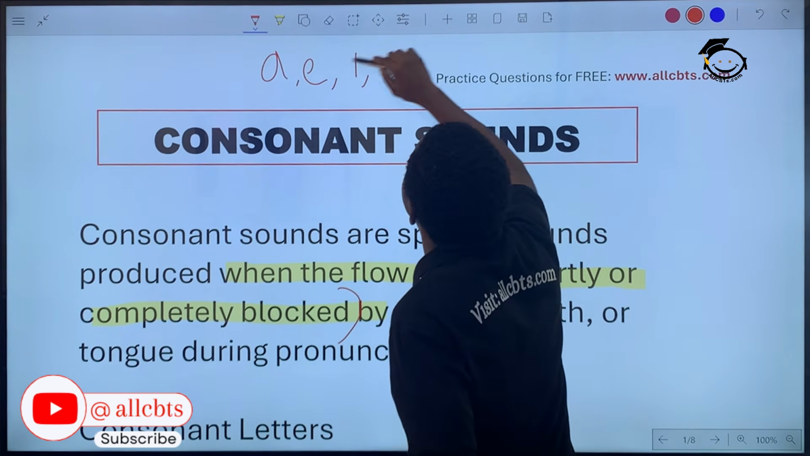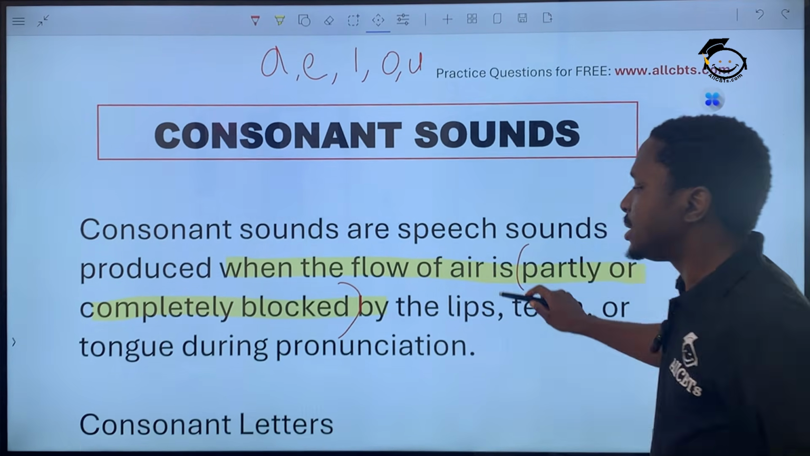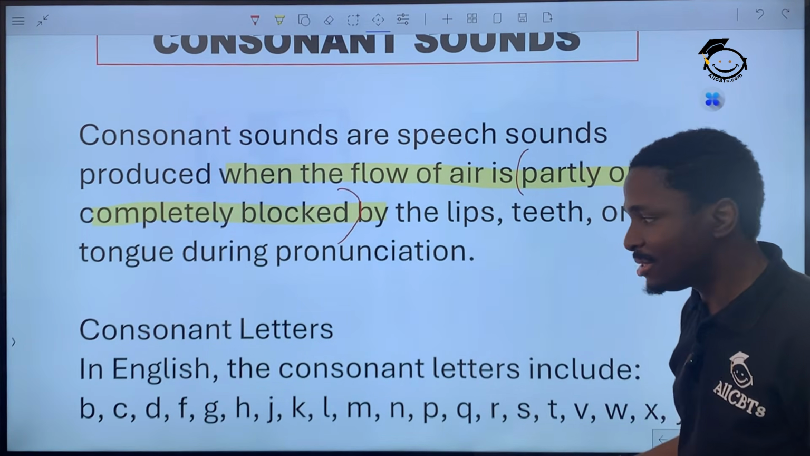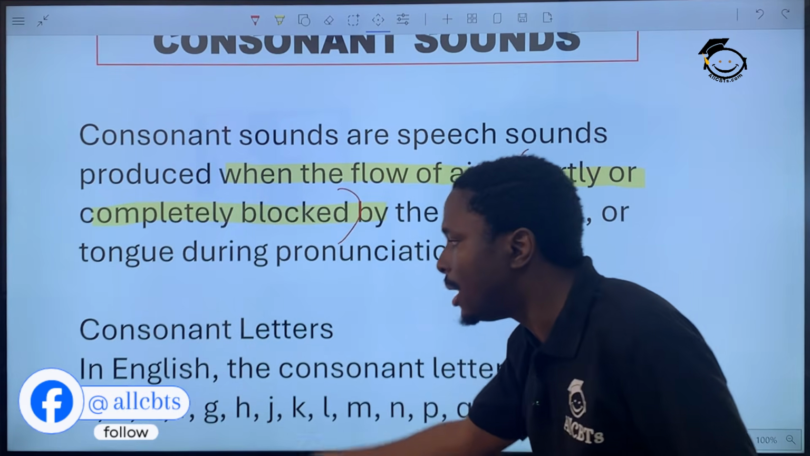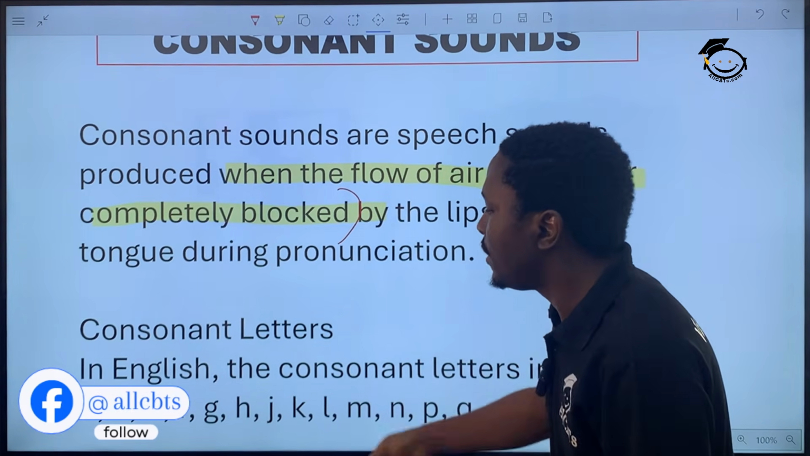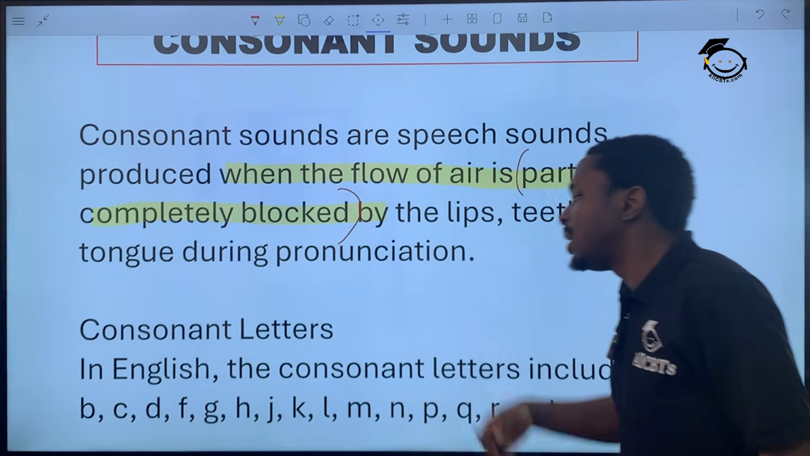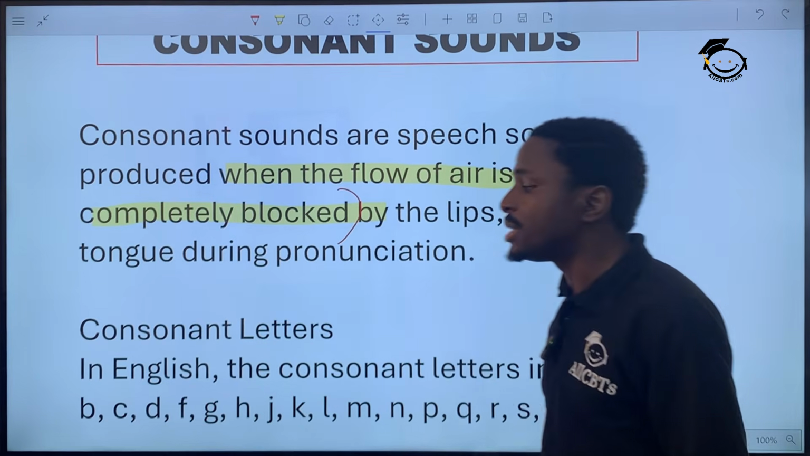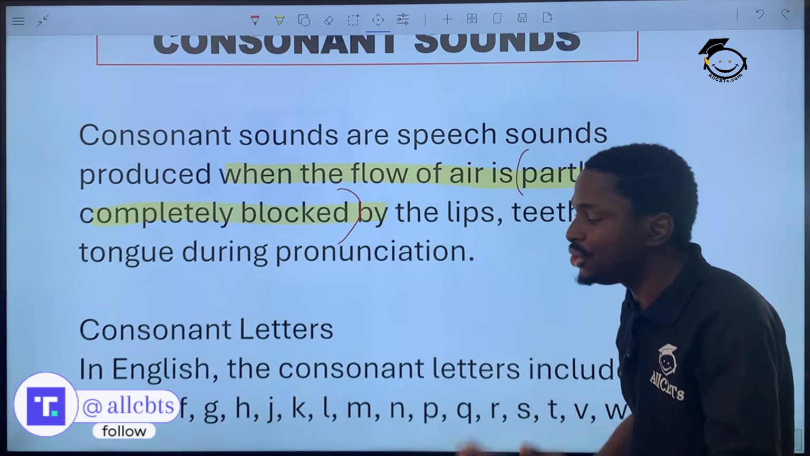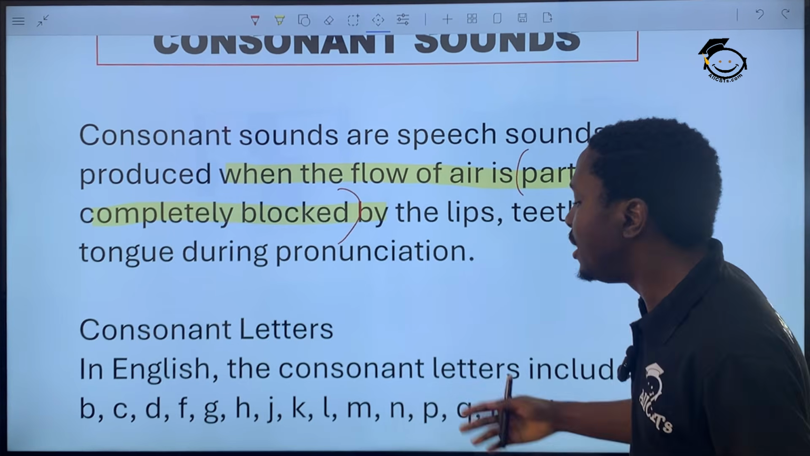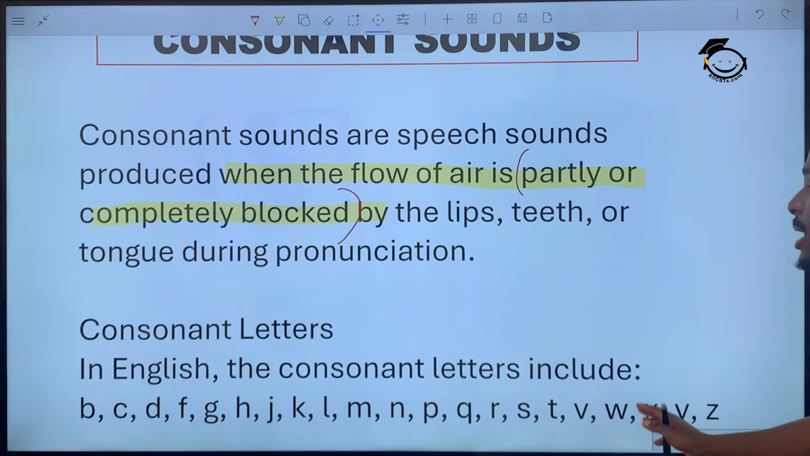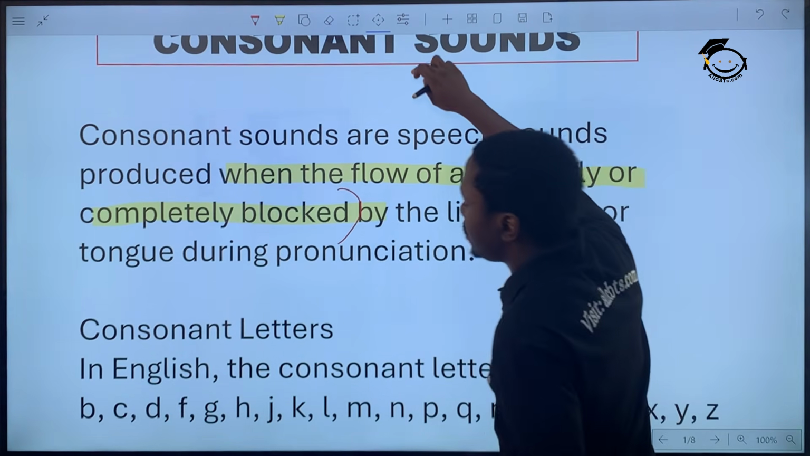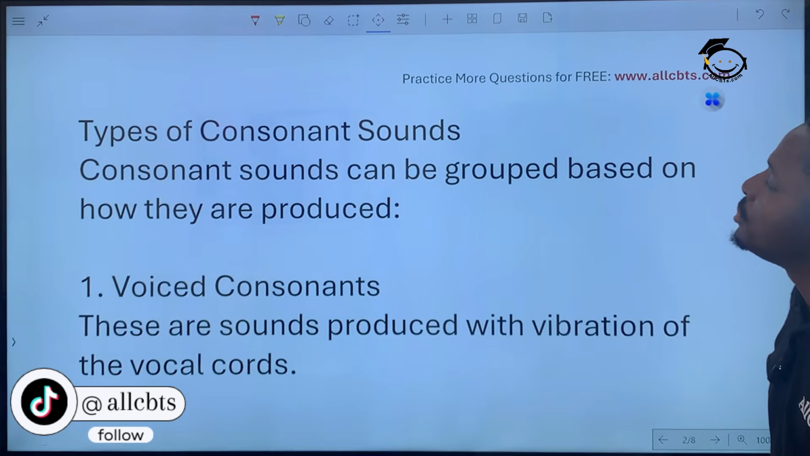Now, let's delve deeper into it. As I explained already, here are the consonant letters. Do you agree or not? You have B, C, D, F, G, H, J, K. That's in phonics. If you were to call these out as letters, you say B, C, D, F, G, H, J, K, L, M, and on like that. These are the consonant letters in English. Good. Having established that, we move to the next thing.